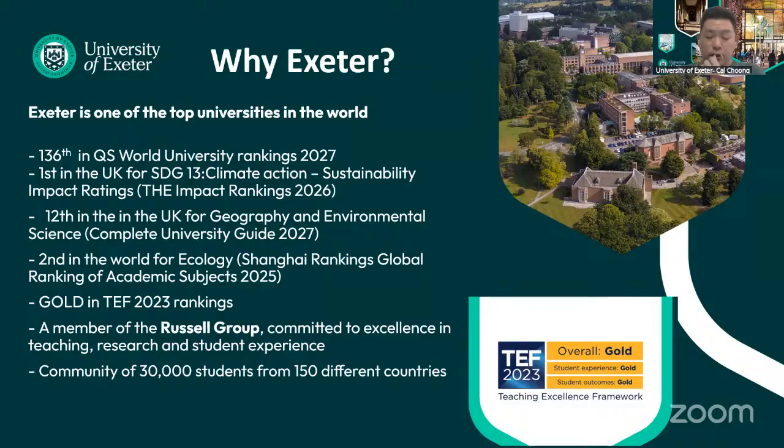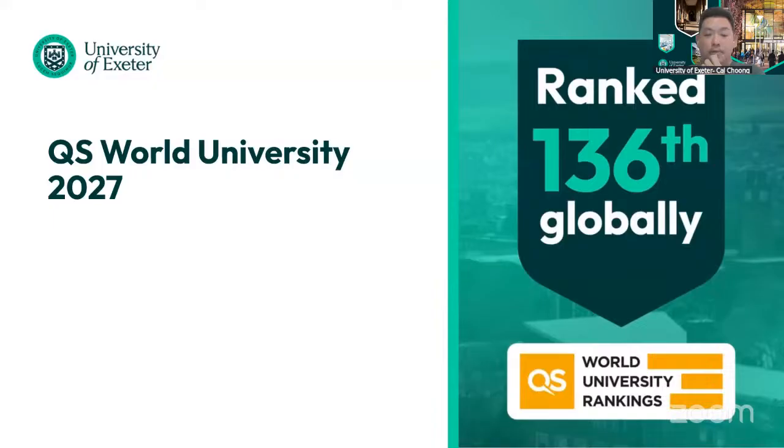We are a member of the Russell Group. The University of Exeter is committed to excellence in teaching, research, and student experience, as you can hear from Agung and Rufa previously. Currently we have approximately 30,000 students from over 150 countries in the world coming to study at Exeter. This is just a recap of the latest QS World ranking that was released in the last few weeks.